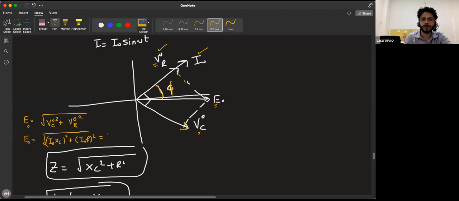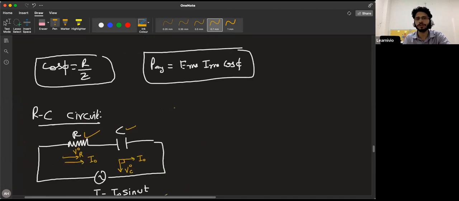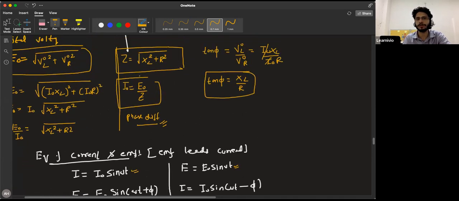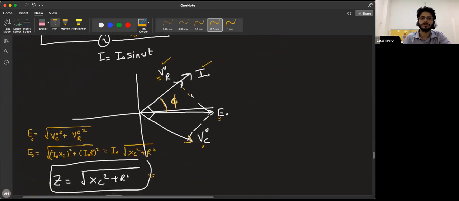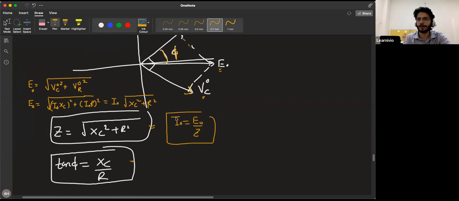So what you can do is take this I naught as common and you will be left with root over XC square plus R square. And this root of XC square plus R square is known as Z. Z is XC square plus R square. In the previous section, it was XL square plus R square, and this was your Z. So once you have Z, you can calculate the equation for I naught. I naught is E naught divided by the impedance of the circuit. Similarly, you can calculate the phase difference, tan phi, which is XC by R.